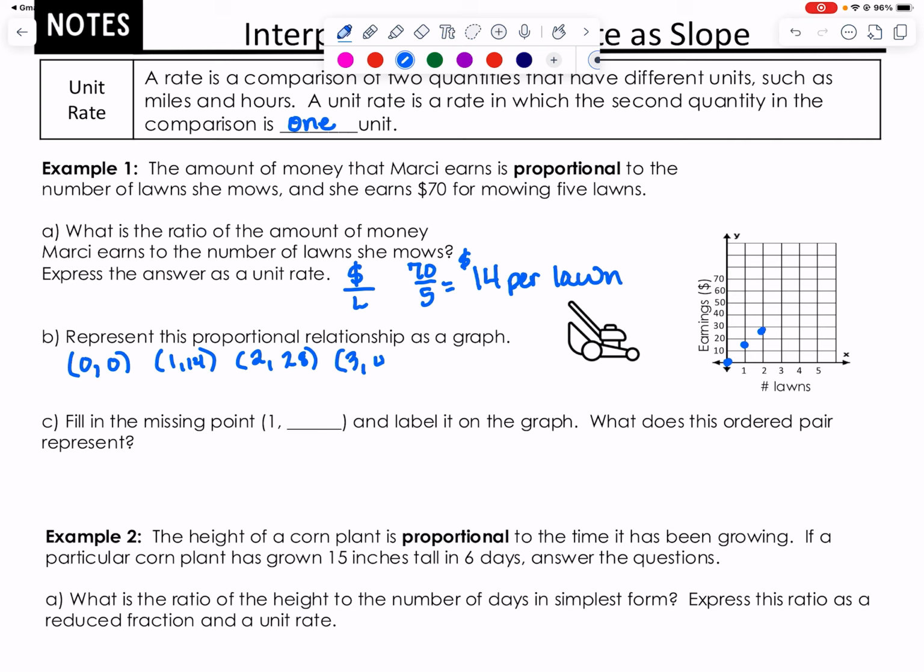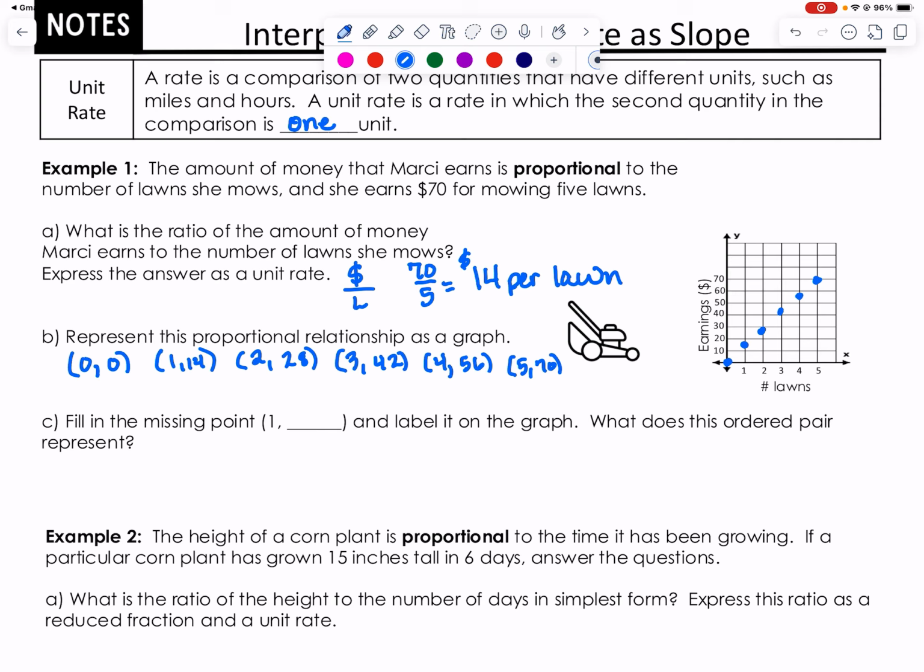3 lawns would be $42. 4 lawns would be $56. And we know she earned $70 for 5 lawns. So that's what the proportional relationship would look like as a graph.